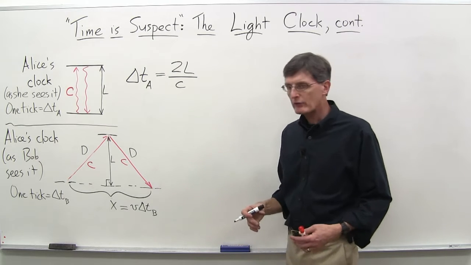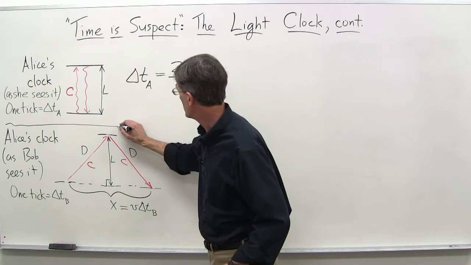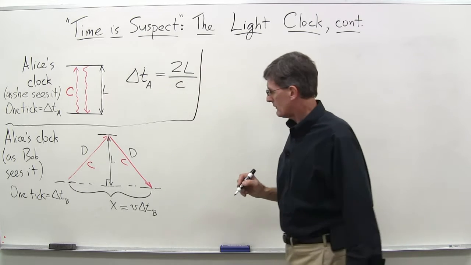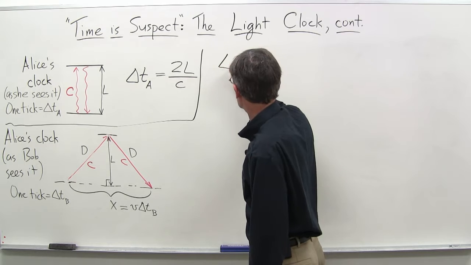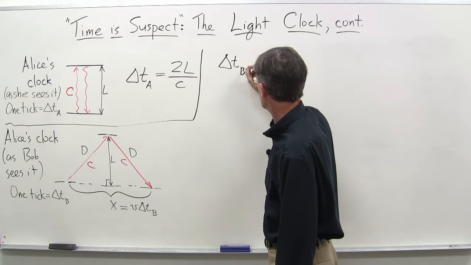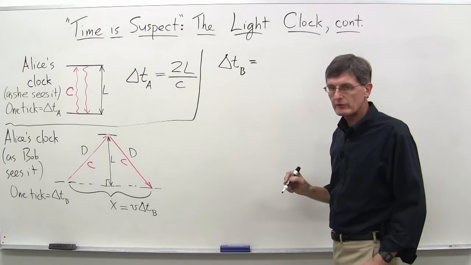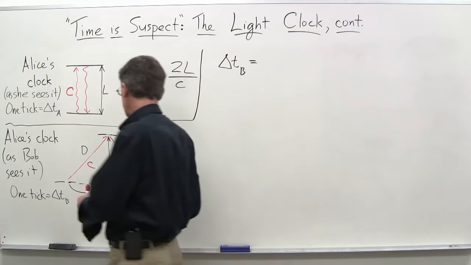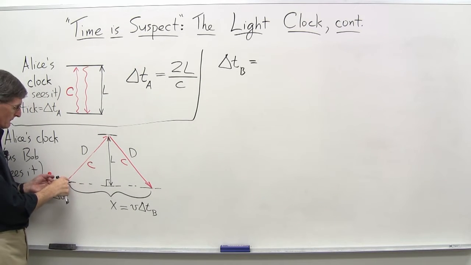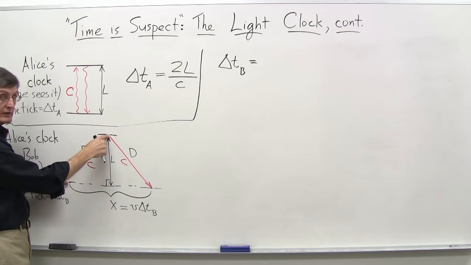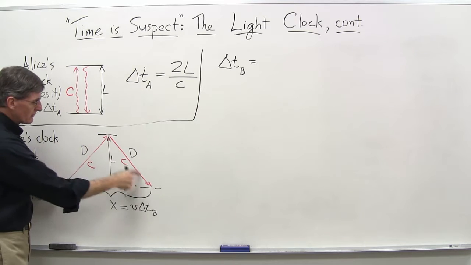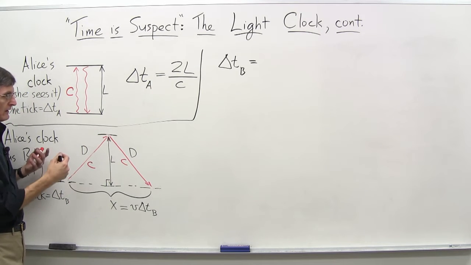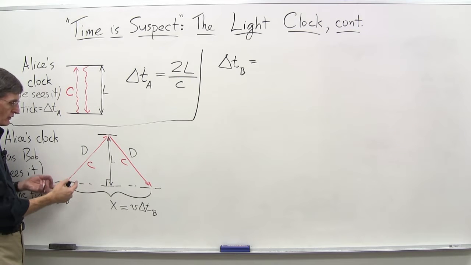So let's write now an equation. Let's block that off a minute. Let's write an equation for delta T sub B here and see what we can write down. We actually have a couple things we can do. Well, delta T sub B, by definition, the tick time for Alice's clock as Bob observes it, is the distance d, plus another distance d. So the total distance covered is 2d divided by the velocity, which of course is c.